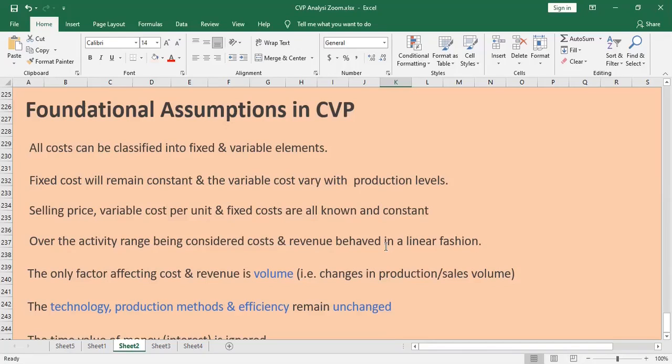Right now, if you go one by one, the first assumption is that all costs can be classified into fixed and variable elements. That is the assumption. So here we assume all the cost items can be classified into these two extreme types, either fixed or variable.